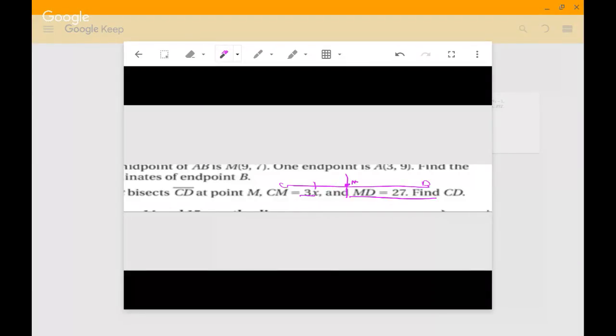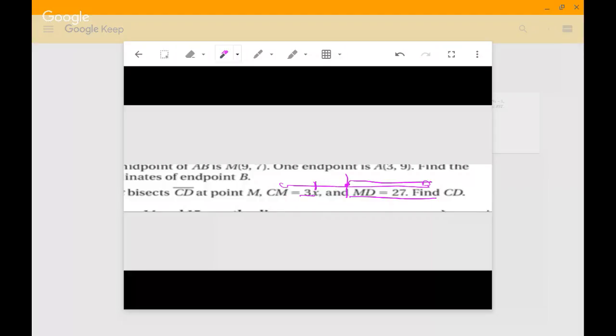Now it tells you that they're bisected, so that means this one is congruent to this one. So you can set those two equal to each other. So you would say 3x equals 27, and then you know x equals 9, right? Mm-hmm. But you don't even have to do that actually, because if this part of it is half of your segment, and you know that that equals 27, then 27 plus 27 will give you CD. Okay.